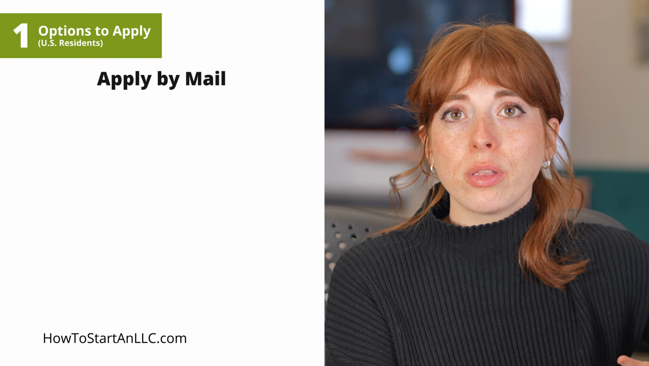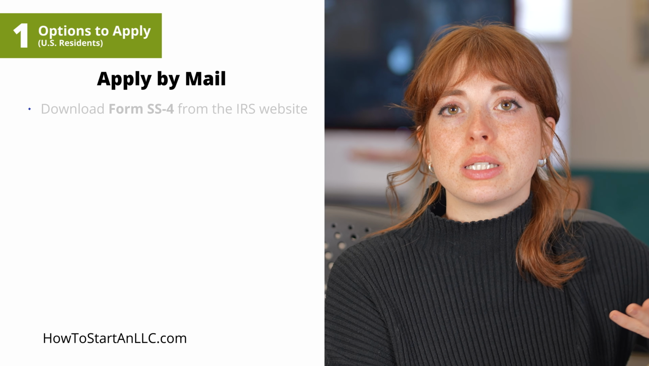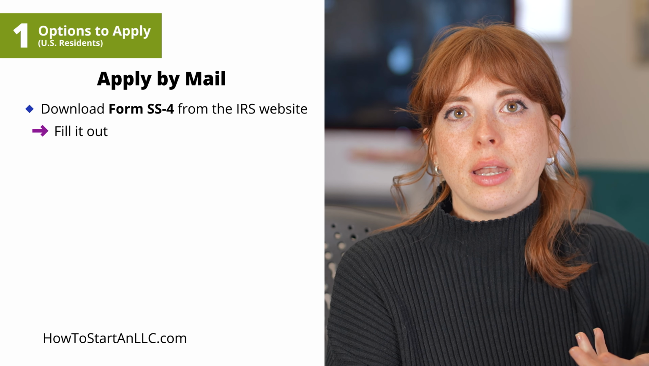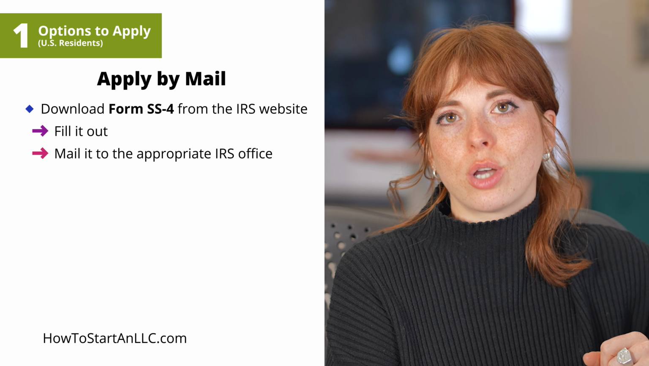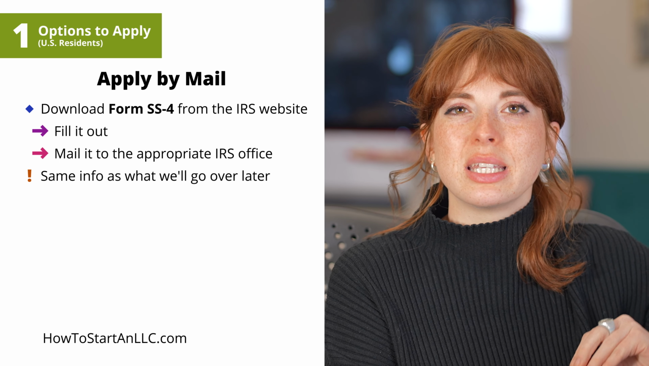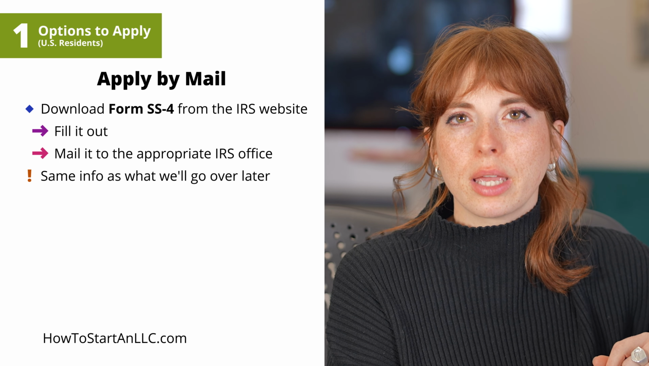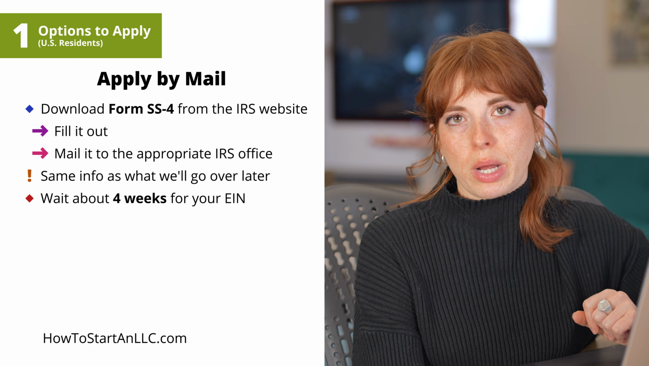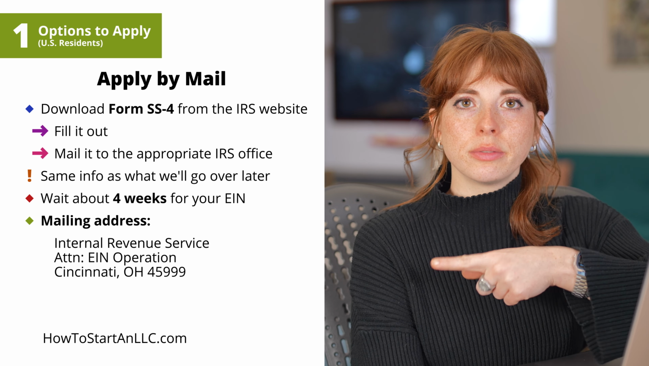You can apply by mail. If you prefer the old school method, you can download Form SS4 from the IRS website, fill it out, and then mail it to the appropriate IRS office. This has the same information as what we'll be going over later, just in a standard government document formatting. Be prepared to wait about 4 weeks for your EIN if you choose this route. The mailing address is here.